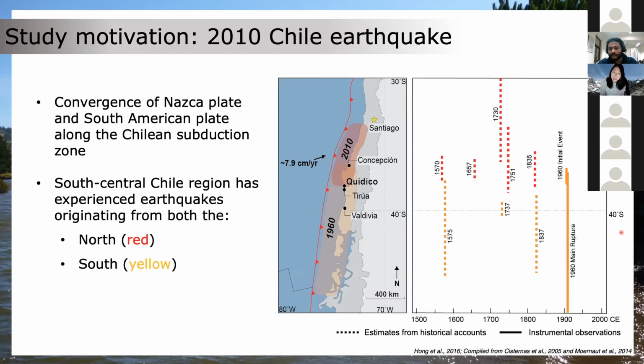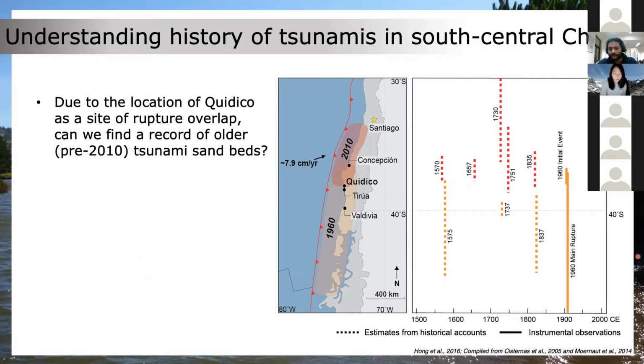So I'll focus your attention on the town of Quirico, which is shown here in the middle and labeled in bold. Quirico is uniquely situated as a site of rupture overlap between this northern rupturing 2010 earthquake and the southern rupturing 1960 earthquake. So the motivation of the study was that, due to the location of Quirico as a site of rupture overlap, can we find a record of older tsunami deposits from both the northern and southern rupturing subduction zone earthquakes?